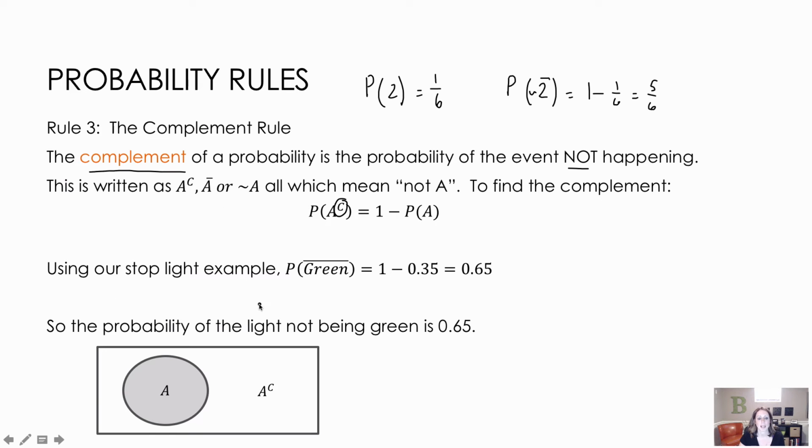So in our stoplight example, the probability of green was 0.35. So the probability that I didn't get a green was 1 minus 0.35, which is 0.65. So again, this would be like the 0.35 for getting a green. All the stuff on the outside is the stuff that's not green. So 0.65 that I get either a red or a yellow.